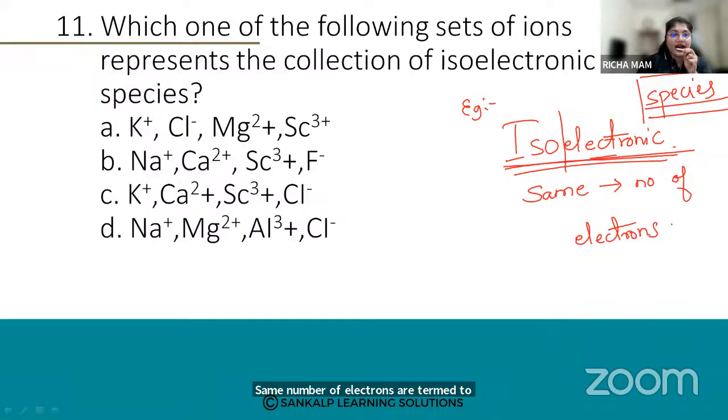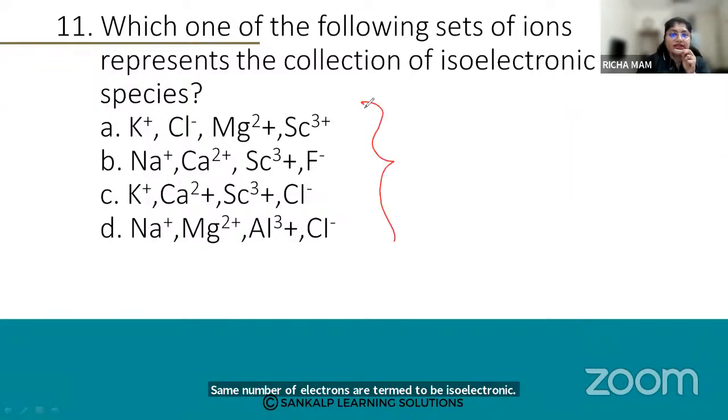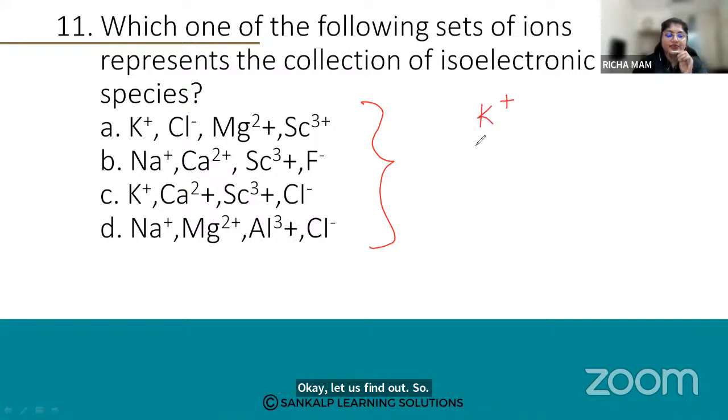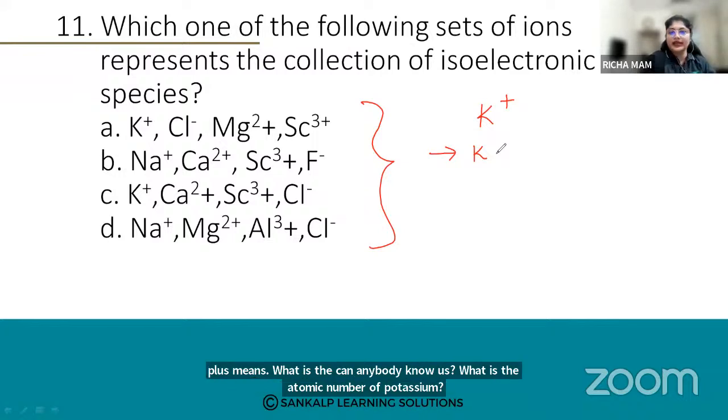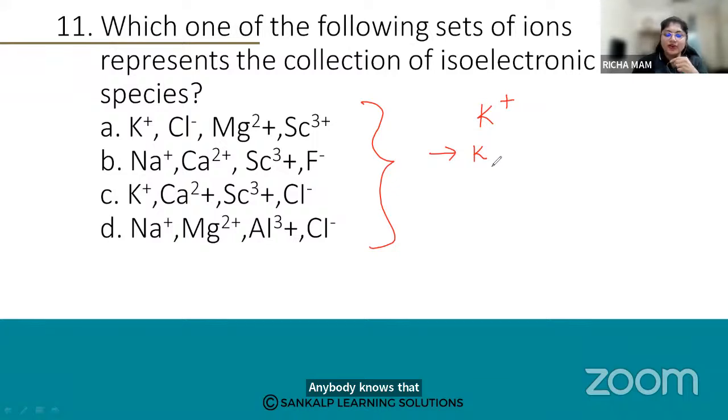Now they have given you 4 different sets. You have to see which is the correct set that has the same number of electrons. So let us find out. K plus. Does anybody know the atomic number of potassium? 19. Okay, the atomic number of potassium is 19.